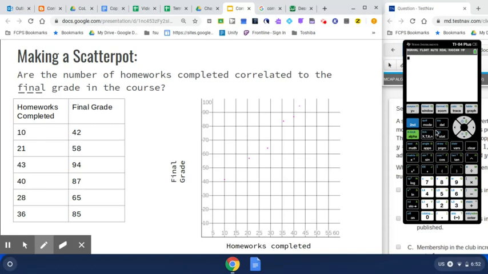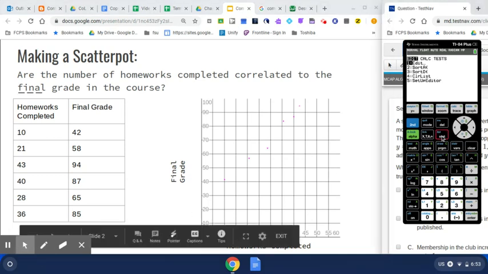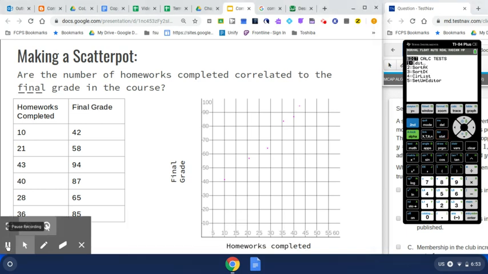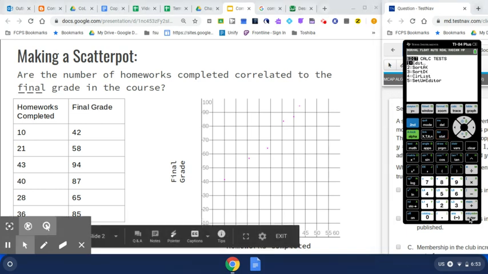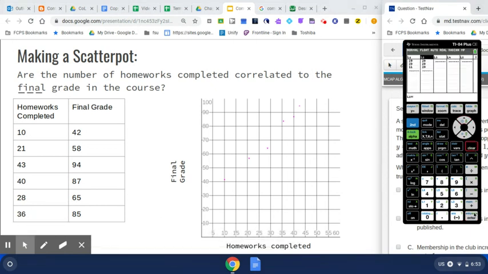Okay, we're going to do that same thing on the graphing calculator. So we're going to press Stat, and enter on Edit. And we're going to go ahead and enter these numbers into the graphing calculator, putting X values in list 1. For this example, the X values are the homeworks completed. Those are going in for list 1, and the final grade or the Y values in for list 2.